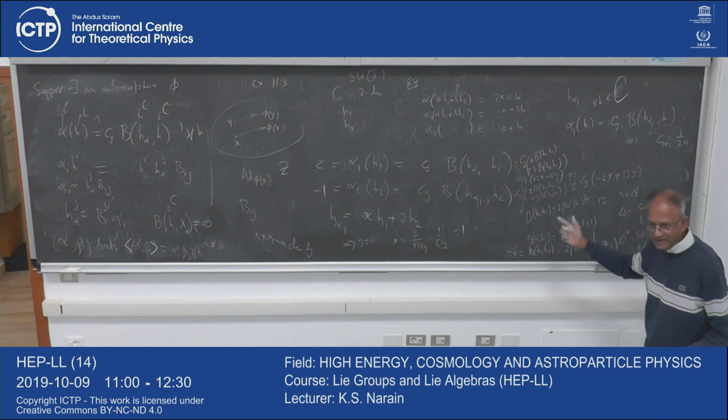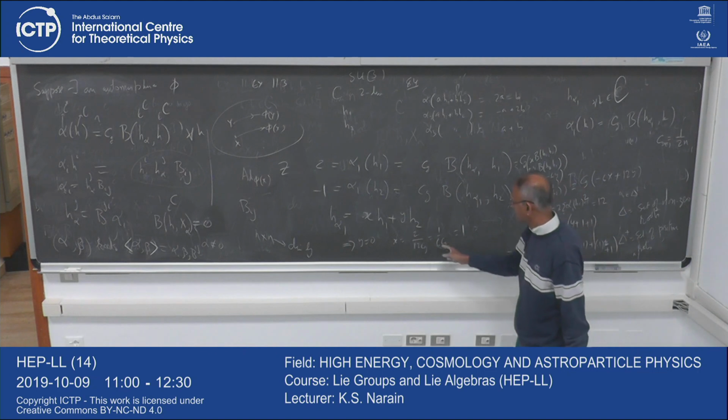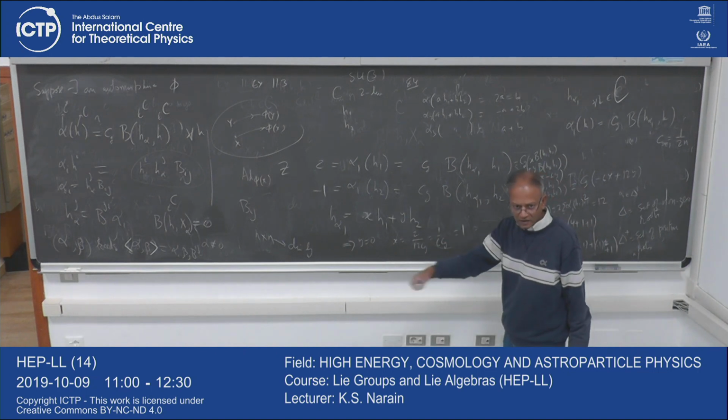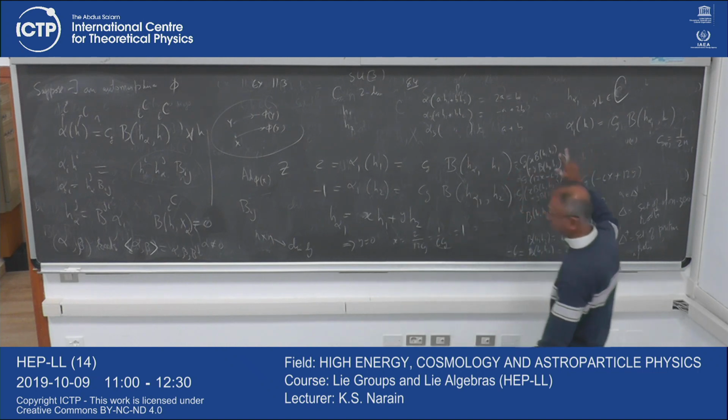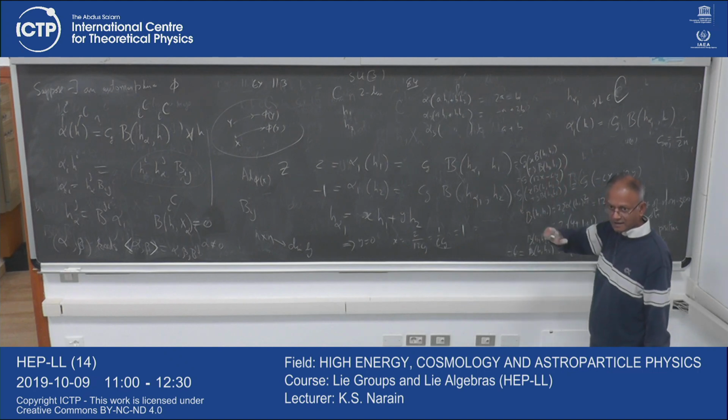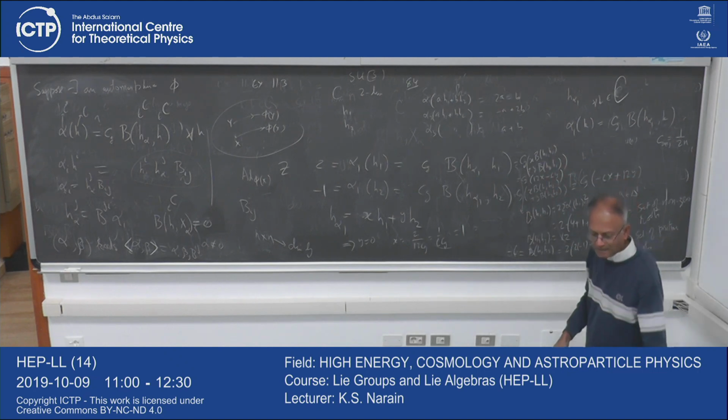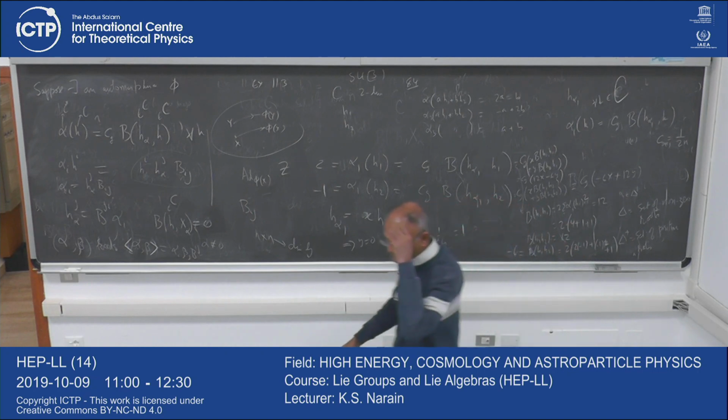That's just for convenience. Otherwise, suppose I have chosen CG equal to 1. You're going to have fractional numbers floating around everywhere in all your formulae. But if you choose this universally for SU3, then a lot of these fractional numbers don't appear.